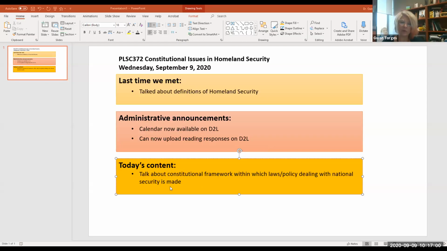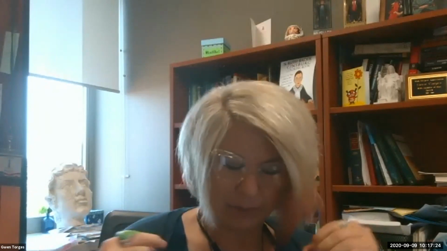So let me go back. For today, we're going to talk about the content that you were reading about, the constitutional framework within which law and policy dealing with Homeland Security is made. So for this reading that you did, it talked about the way the judiciary operates, and they had you read a couple of excerpts from Supreme Court opinions to talk about the role of the courts.